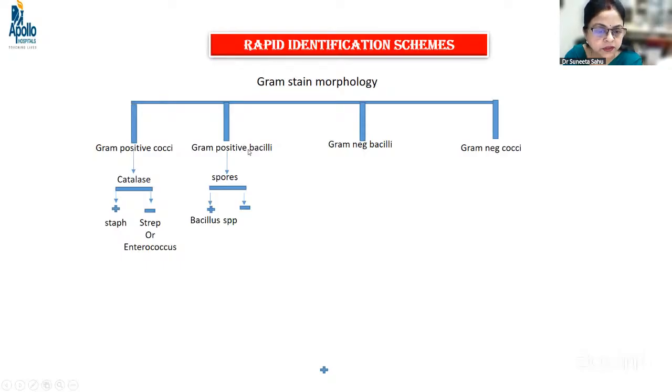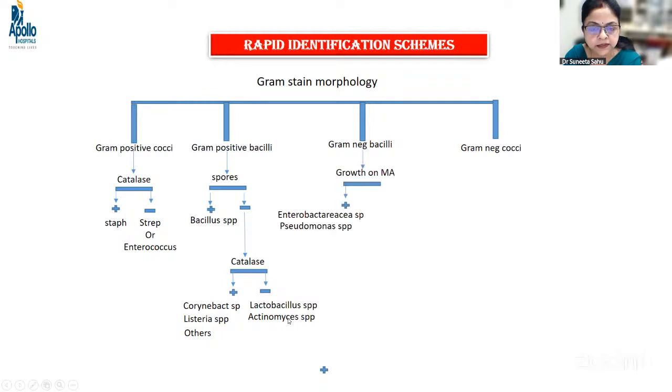With the gram positive bacilli, we look for spores. If positive, then Bacillus species. If negative, then we do catalase, and if catalase is positive, then Corynebacterium species, Listeria species or others. If it is negative, then Lactobacillus species and Actinomyces species.